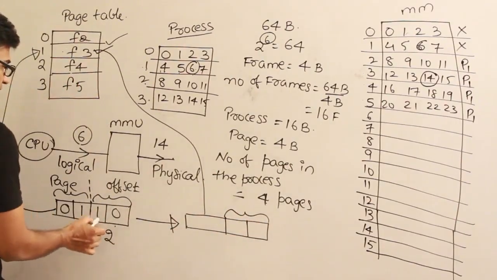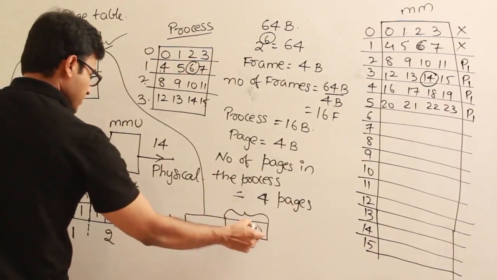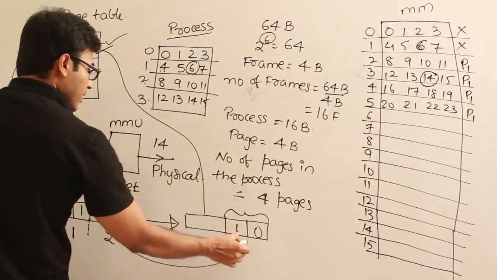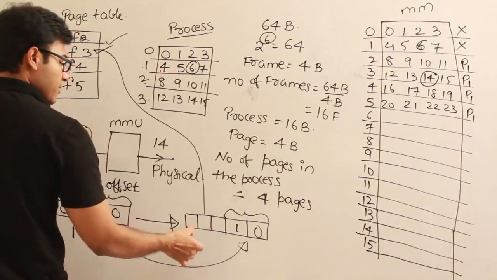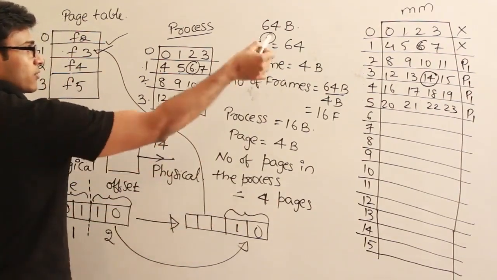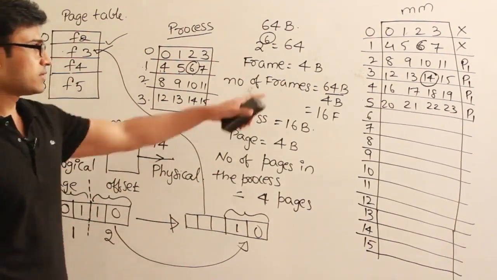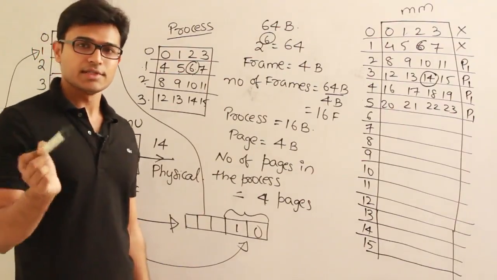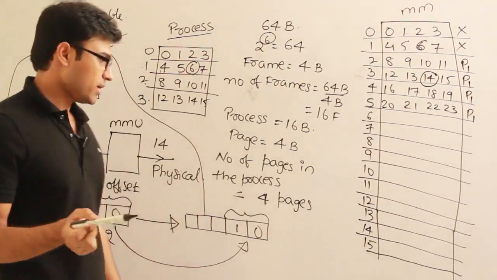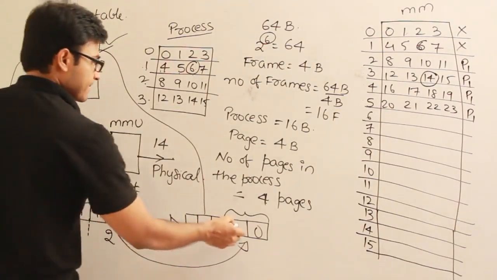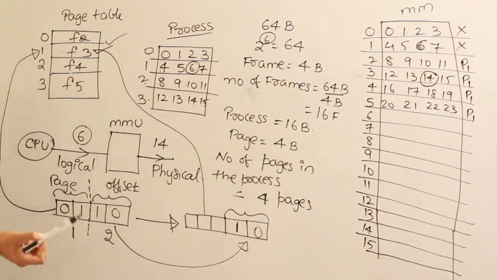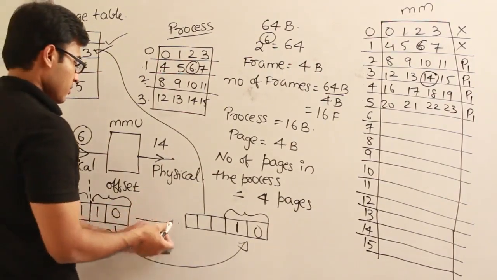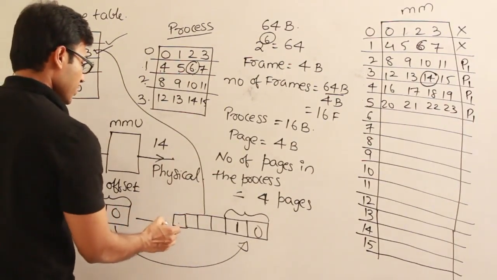So how much is this? 2 bits, and it is going to be 10 itself. The offset is going to be the same thing. But the number of bits required in the frame number depends on the number of frames there. How many frames are there? 16 frames are there, and in order to identify 16 frames, how many bits do you need? 4 bits, isn't it? Therefore 4 bits are going to be the frame number.